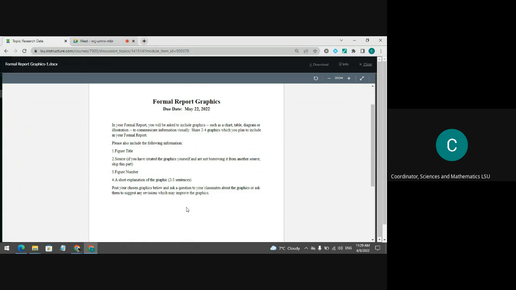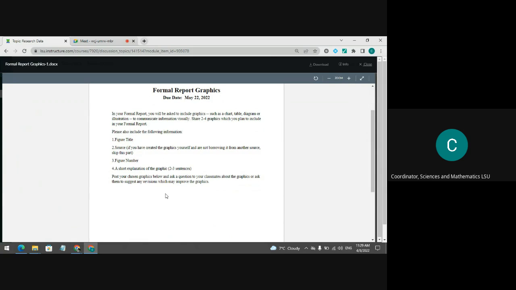For the graphics, you post them on the discussion board. You post the graphics and ask a question to your classmates about the graphics or ask them to suggest any revisions which may improve the graphics. So your classmates must comment on the graphics that you have researched for your formal report, and in the same way you also comment on the work of your classmates. Again, you do not create your own graphics. Just borrow information from the sources that you have and do proper citation using APA style.